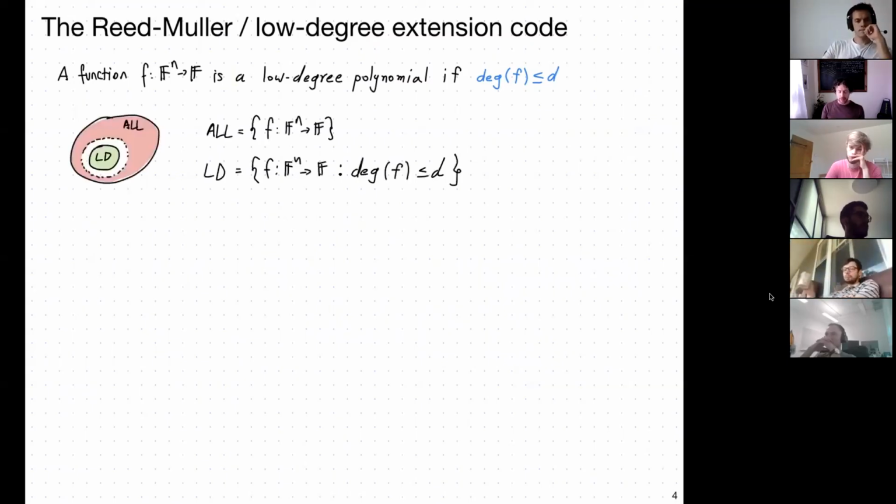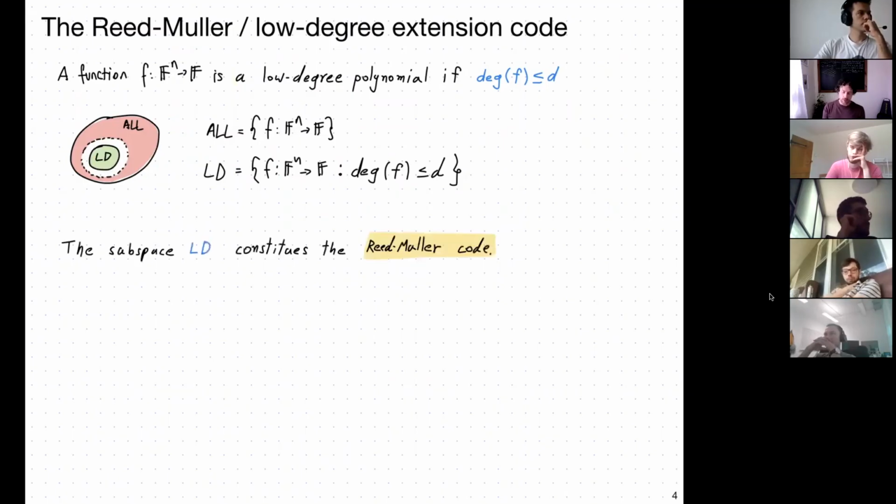Okay, so we have the same diagram, which I copied from yesterday and replaced linear with low degree here. We have the family of all functions, this is in red, and we have the functions which are of low degree, and this would be the structure that we'd like, and we know that we have a test that can distinguish between the green part and things which are far from being low degree. This subspace of all polynomials of degree at most d is called the Reed-Muller code.